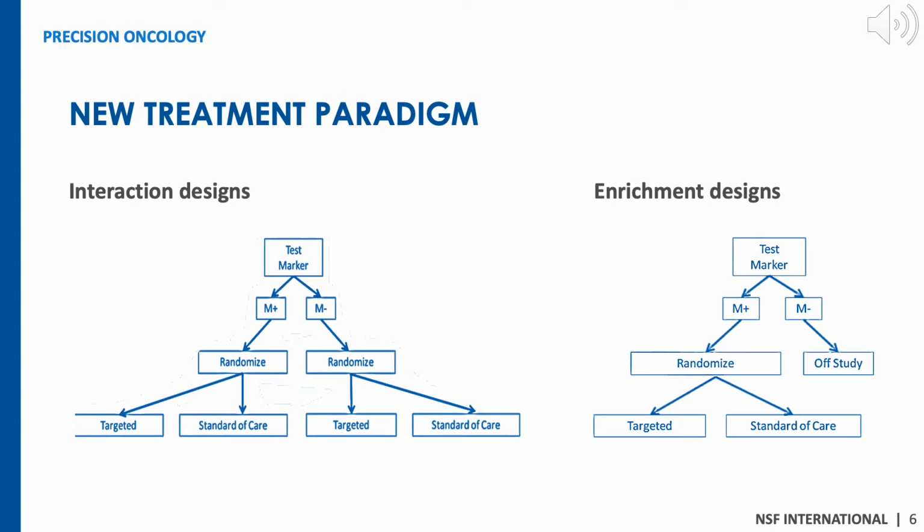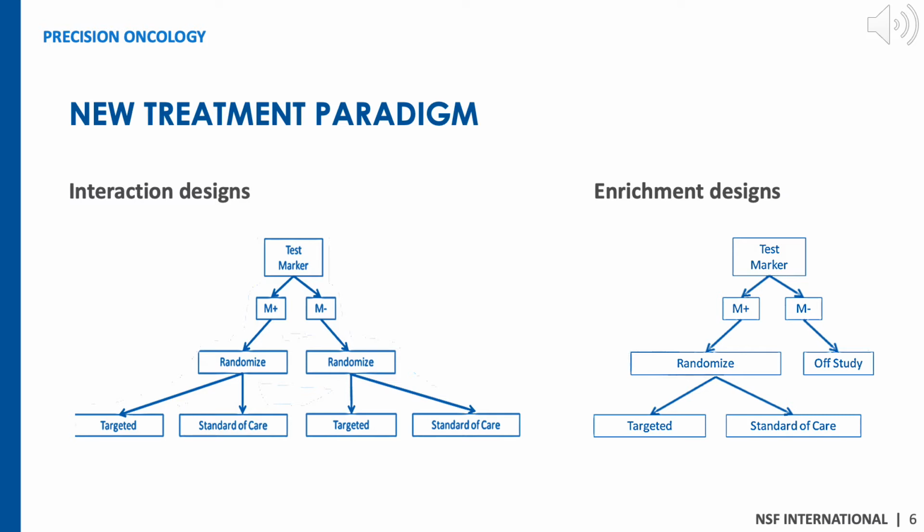Under the interaction designs, both marker positive and negative patients are enrolled. Marker status is used as stratification factor, and patients are randomized to treatment group within each marker-based subgroup. The INTEREST or MARVEL trials for the non-small cell lung cancer are examples of interaction designs, wherein both marker positive and marker negative patients are enrolled.